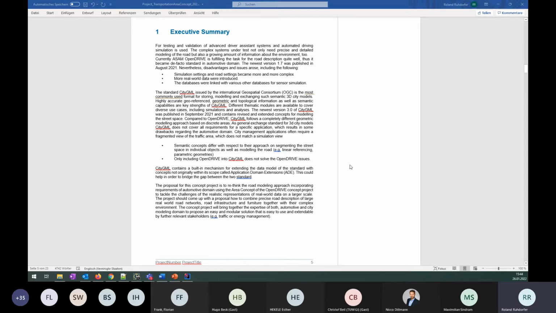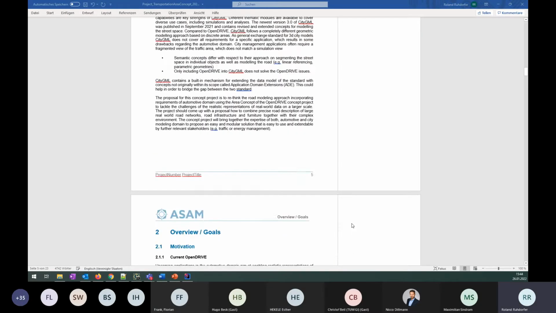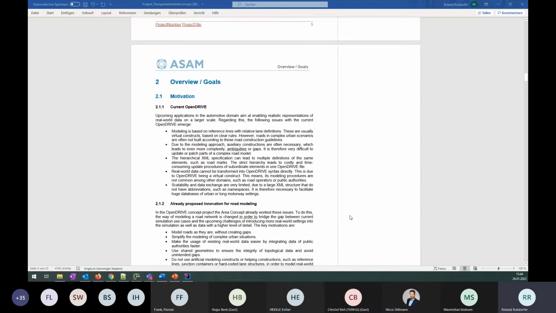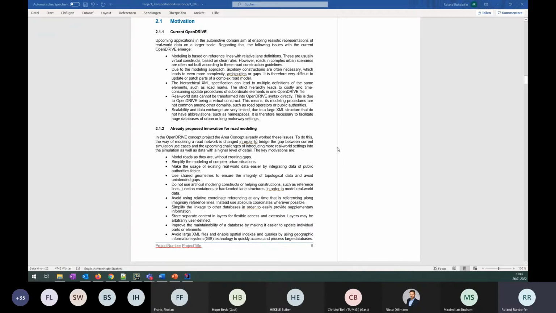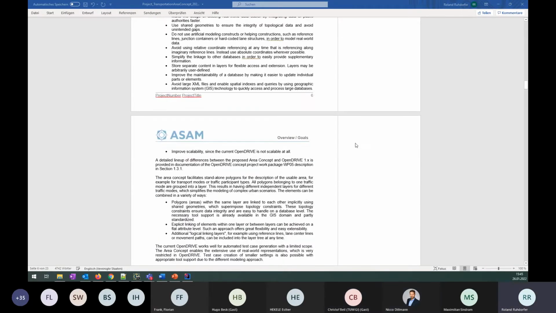And the executive summary, I think, was also linked on the ASAM website, so you probably all have read this. And the overview about the current standards, I think we already had with the presentations of Nico for OpenDRIVE and also for CityGML. I think the previous presentations covered that. Yeah, I think so too. Perfect.